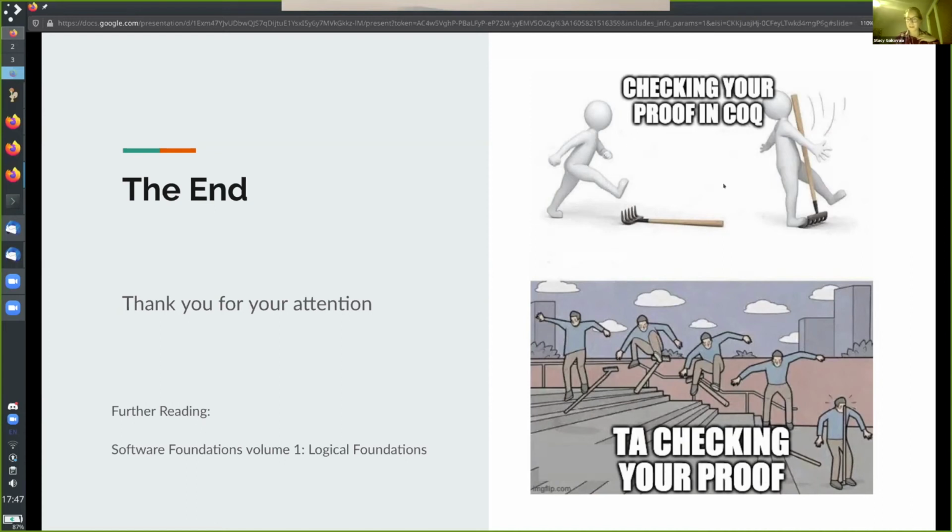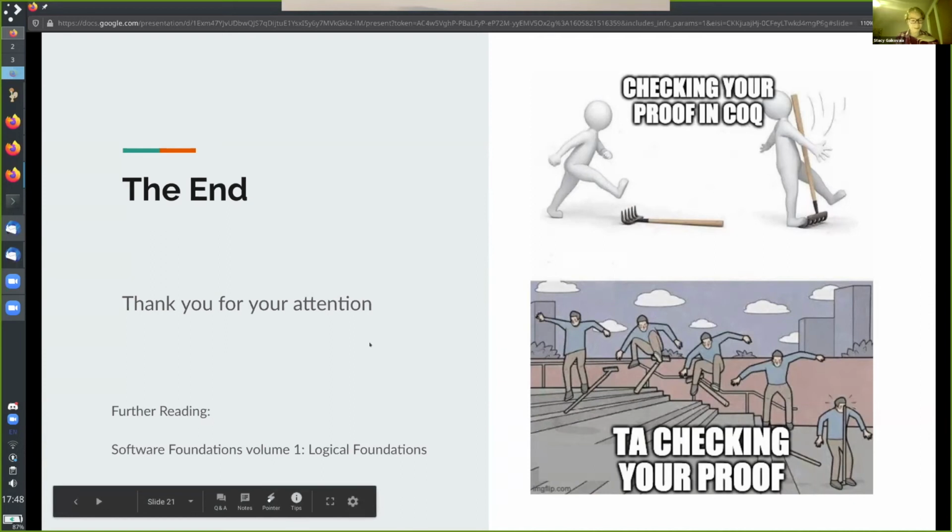So Neil made this meme. If you check your proof in Coq, you stepped on the rake and hit yourself in the face right away. But the TA, it takes a while longer. In order to learn how to use this tool, I read a textbook, Logical Foundations, and that's volume 1 in the Software Foundations textbook series.